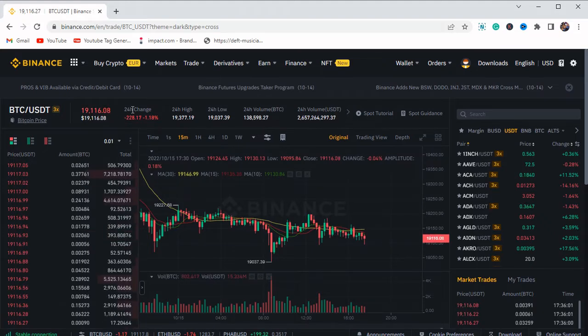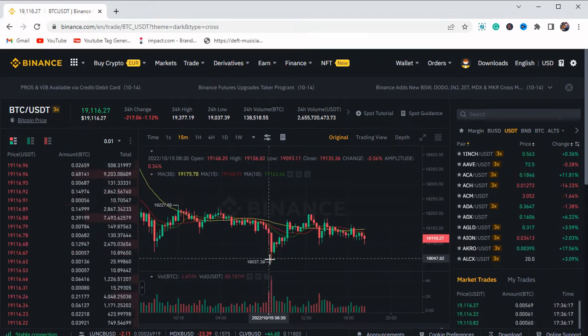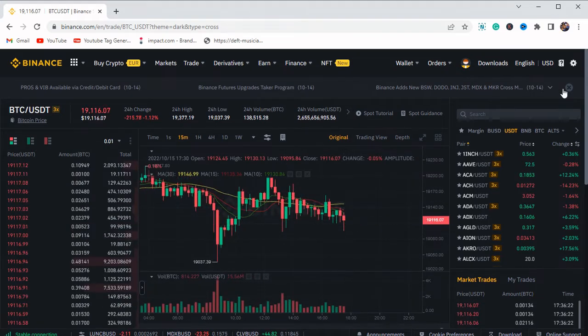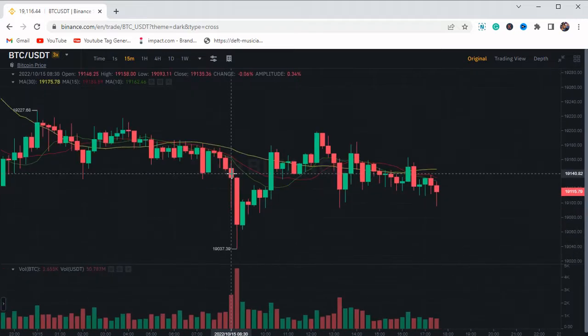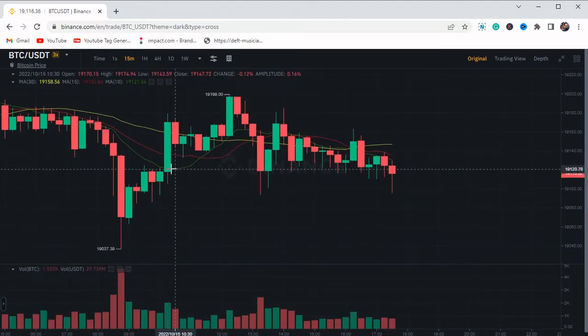You can see we have the 24-hour change here. Just below it we have time. For the timer, make sure your chart is on the 15 minutes time frame. That means each candle is 15 minutes. Each candle, just this red thing. Let me just increase the bar for you. Each candlestick here is 15 minutes.